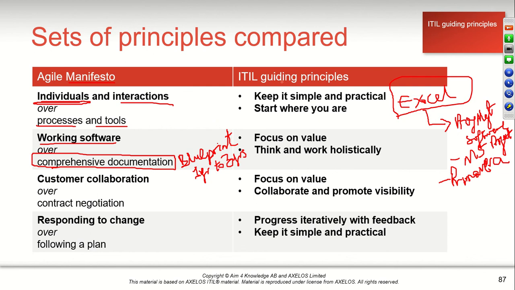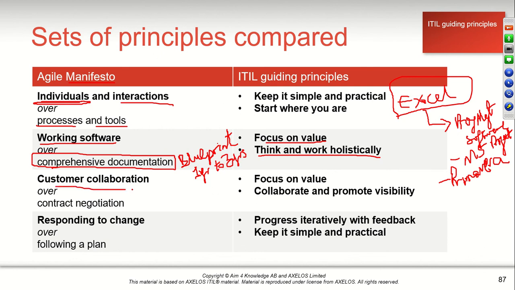And this aligns with the ITIL guiding principle that says focus on value. Identify what are the things that can give you value. What are the things that can help to give assurance? What are the things that can provide the functionalities required? Another ITIL principle is thinking and working holistically. Then we'll talk about another set of principles under the Agile Manifesto.